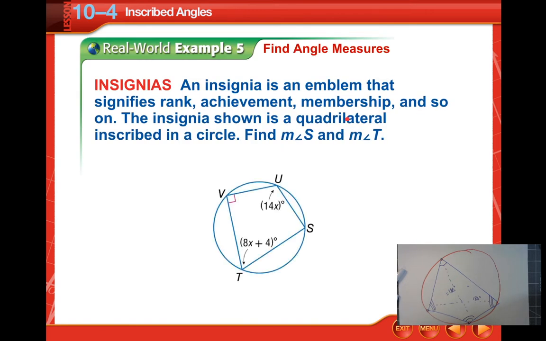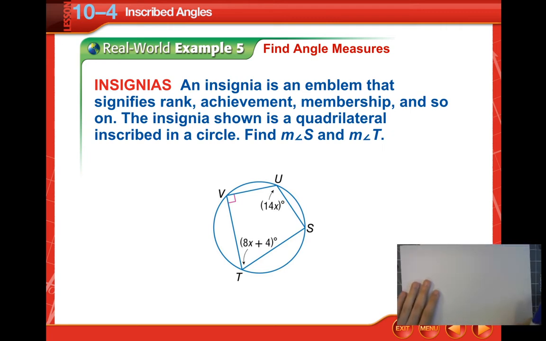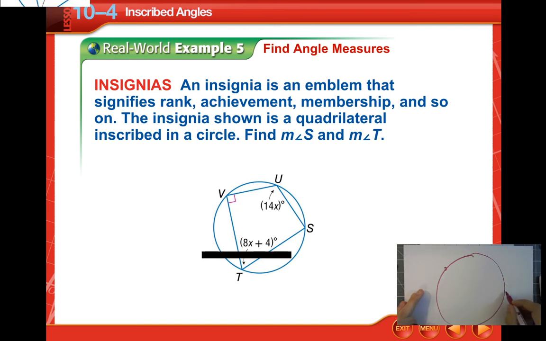We have an insignia, which is an emblem that signifies a rank, achievement, or membership, and so on. The insignia shown below is a quadrilateral inscribed in a circle. Find S and T. I would copy this in your notes so you have this, and we can put one here. It looks like here.